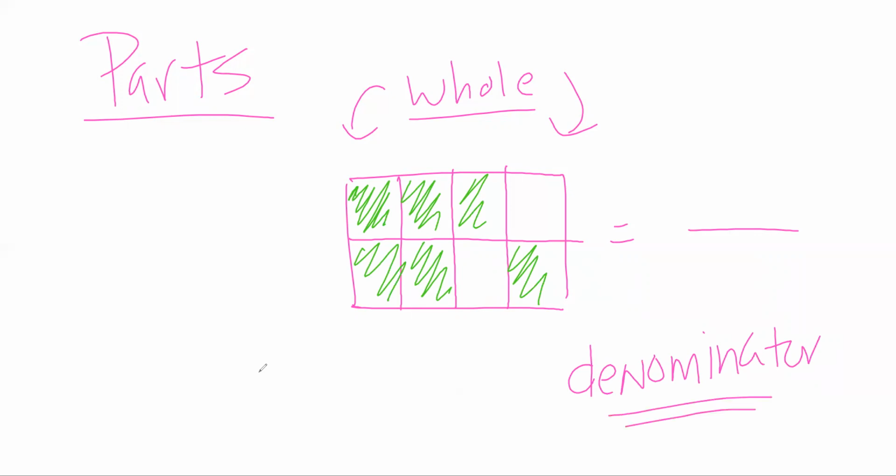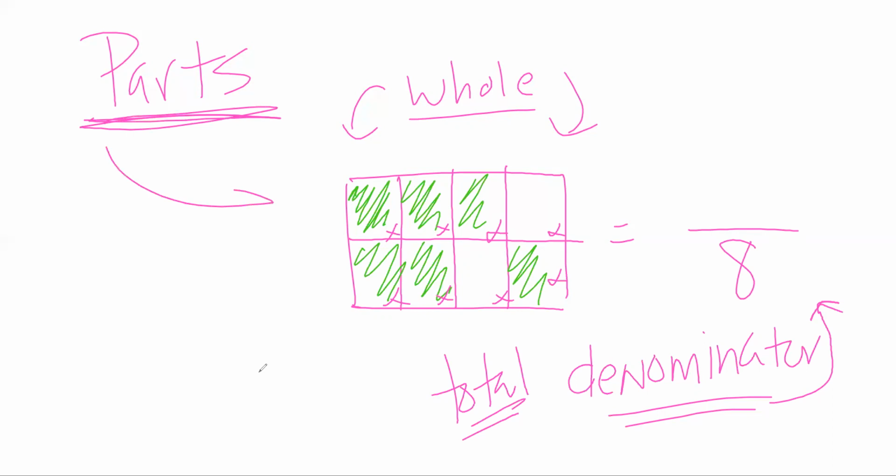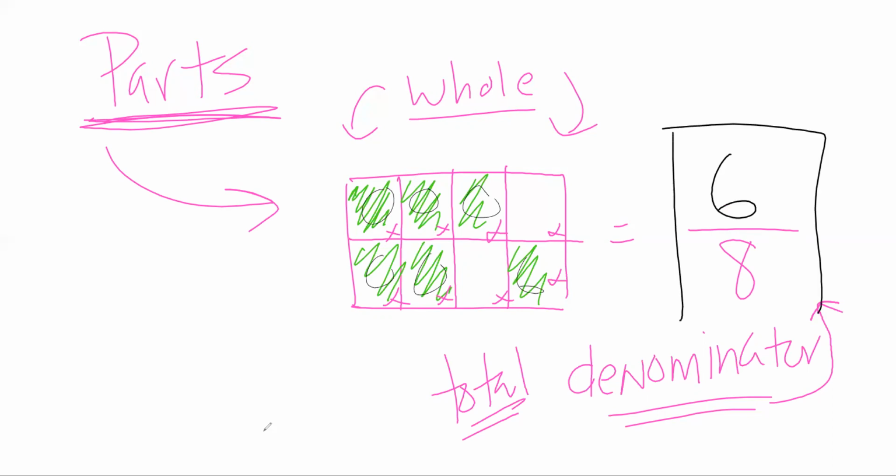Our denominator, remember, that's the total. It's all the pieces that it's cut into, and that's the bottom number. So we're just going to look at all the pieces, shaded and not shaded, all the total pieces. So we have 1, 2, 3, 4, 5, 6, 7, 8. So there's 8 total parts that this whole has been cut into. And then the question is, how many have been shaded green? So let's count. We got 1, 2, 3, 4, 5, 6. So our numerator, our top number, is 6. There's 6 out of 8.